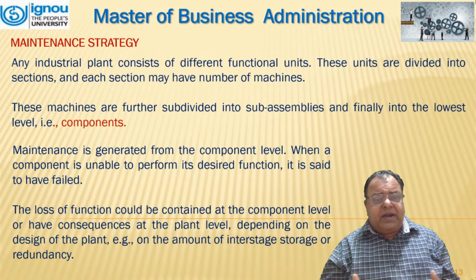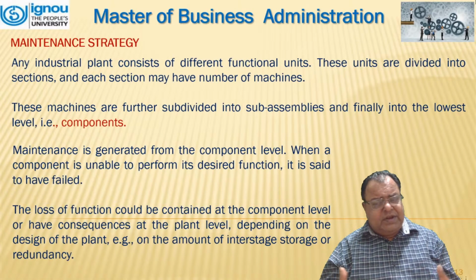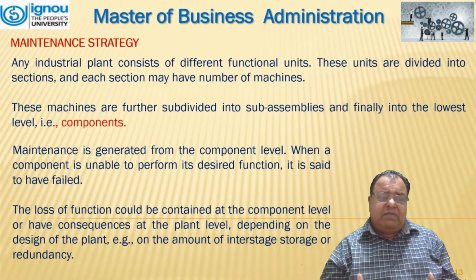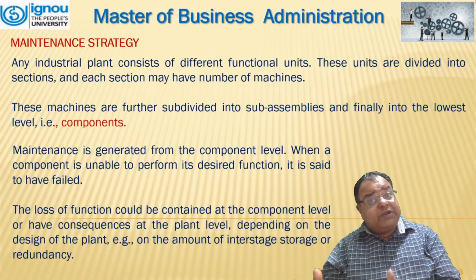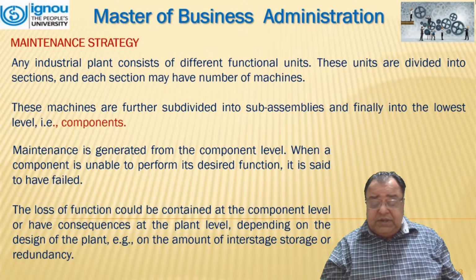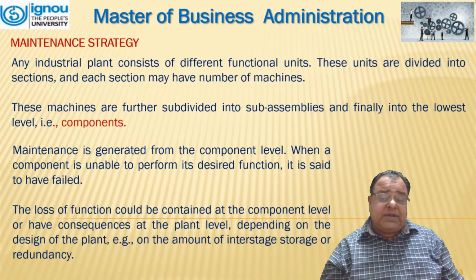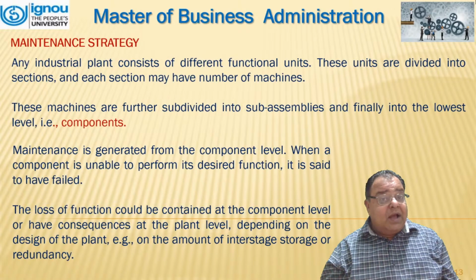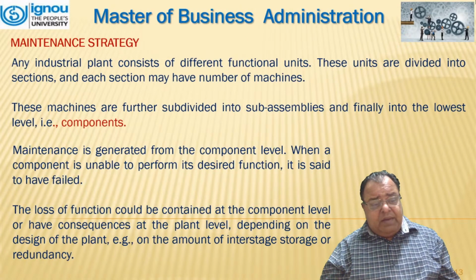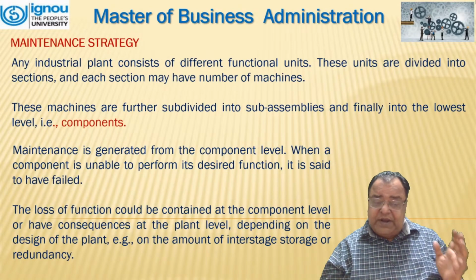Any industrial plant consists of different functional units, and these units are divided into sections, and each section may have a number of machines. These machines are further subdivided into sub-assemblies, and finally into the lowest level, that is the component. Maintenance is generally from the component level. When a component is unable to perform its desired function, it is said to have failed.